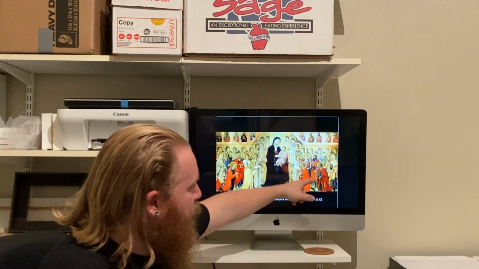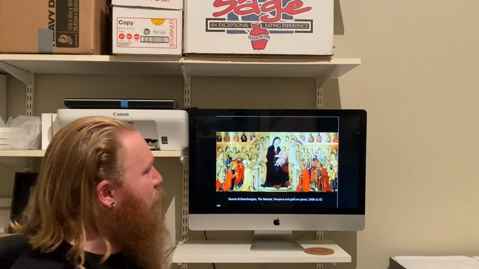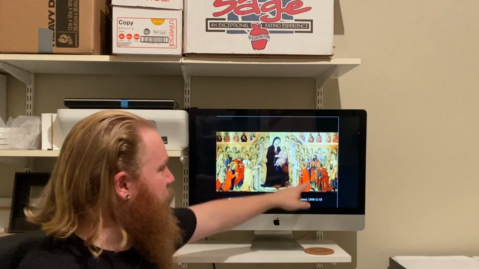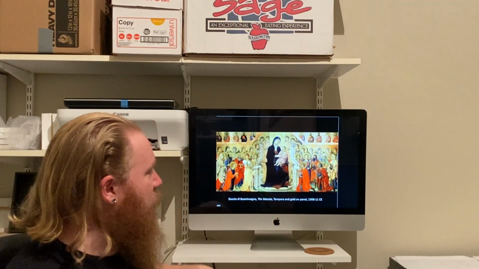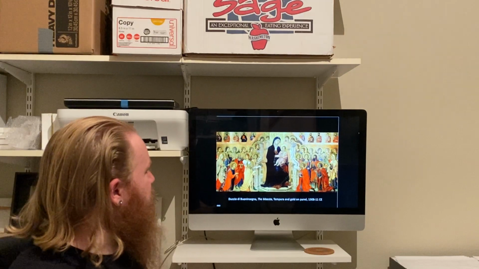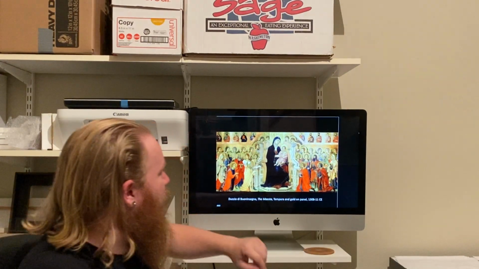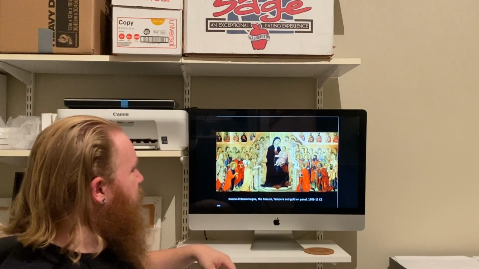Once again, we can see our friend John the Baptist there. Once again, we know who John the Baptist is because he's pointing upwards. He's also in that kind of fur cloak and whatnot. We can see other major, kind of holy figures. So the apostles in the background, angels and various saints.